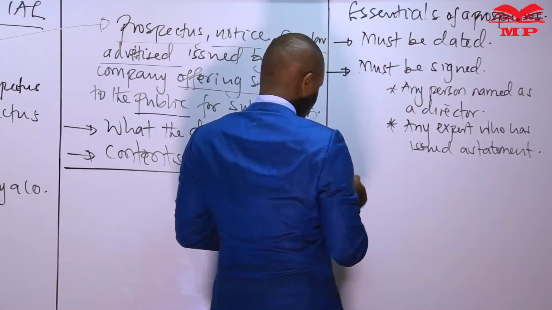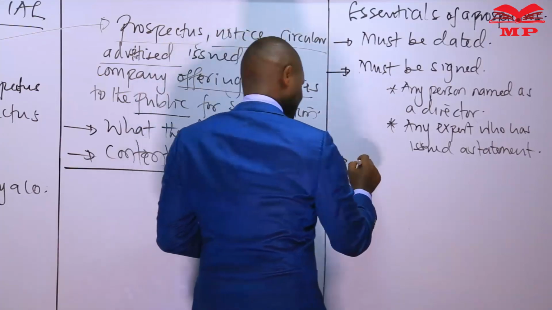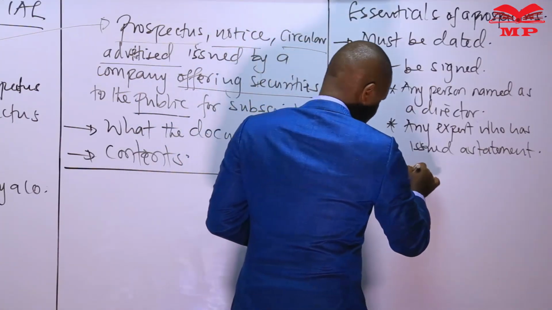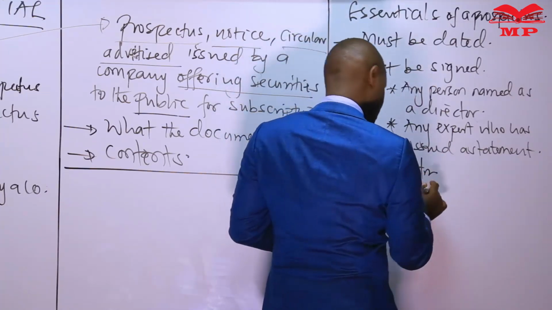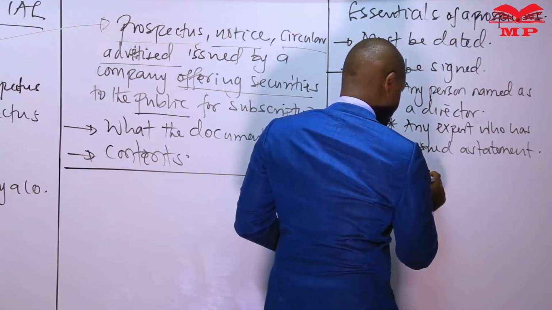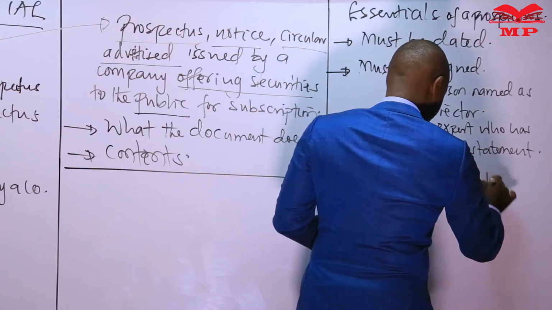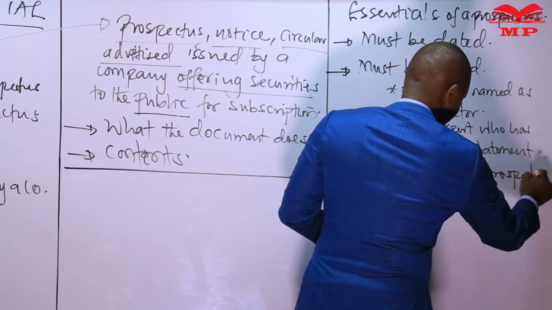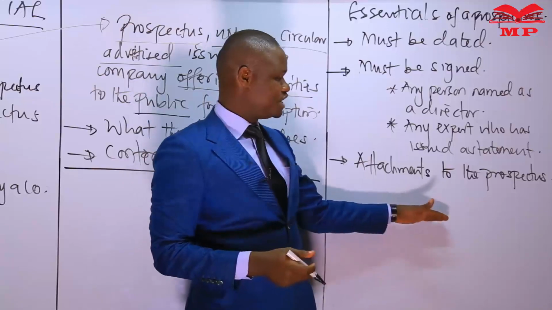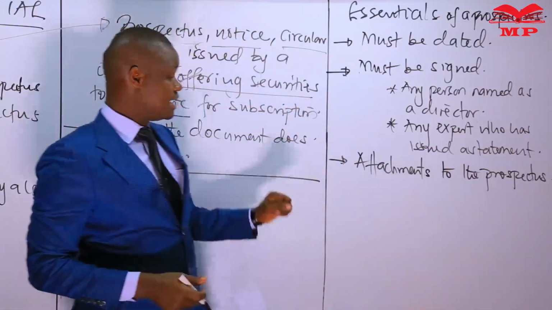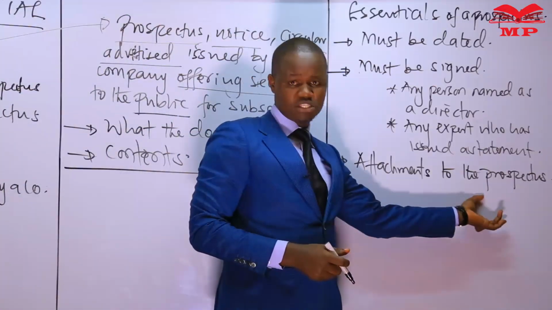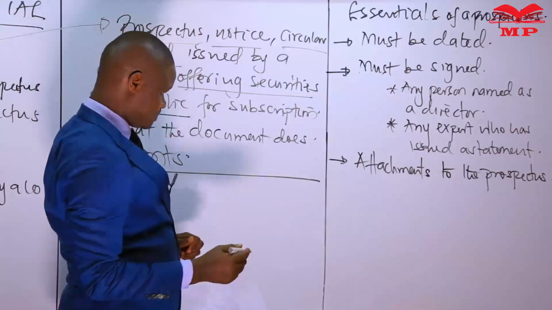The other thing that will also be part of these prospectuses would be endorsements or attachments. Attachments to the prospectus. This could be any expert opinions or expert statements that have been given in relation to the issue of the prospectus. It could also be financial statements of this company issuing the prospectus.